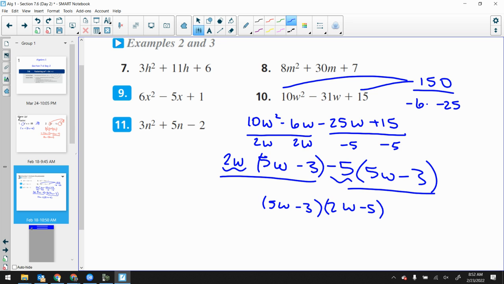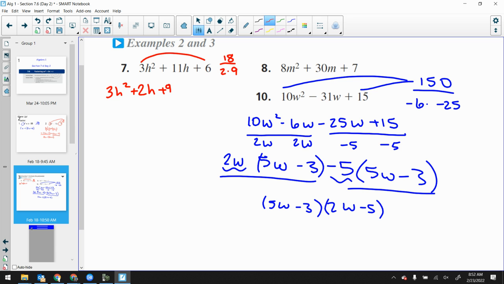Number 7. Oh yeah, let's go over number 7. Let me blank out these and then take a look here. All right, 3 times 6 is an 18. Oh, this is the same problem as our first one in the notes. Funny, I feel like I did this problem last period. 3 times 6 is 18, and that's 2 times 9. So 3h squared plus 2h plus 9h plus 6.